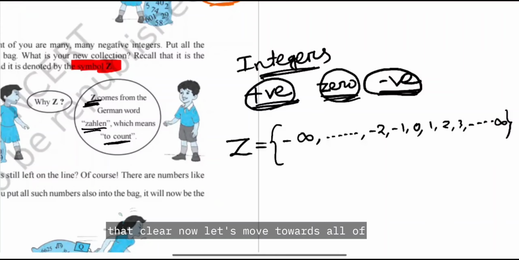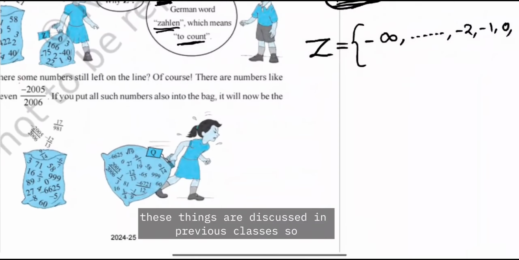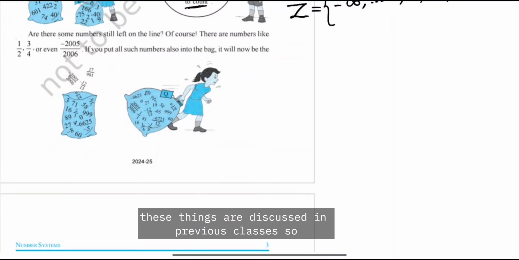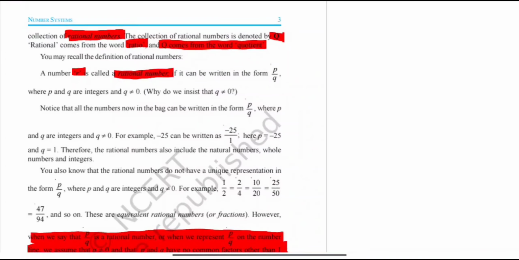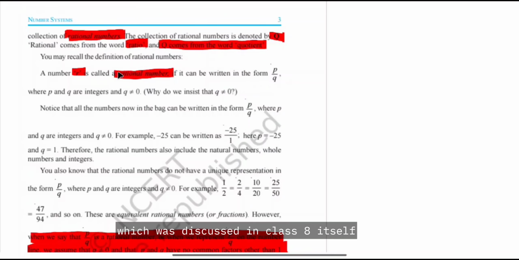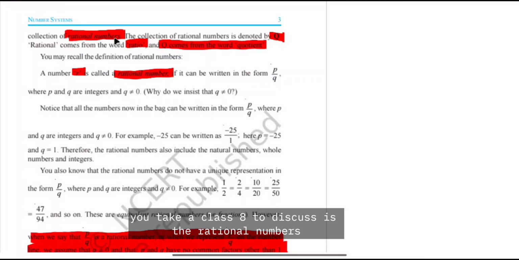Is that clear? Now all of these things were discussed in previous classes, so we will not discuss them in detail. Now the most important thing, which was discussed in class 8 itself, is rational numbers.